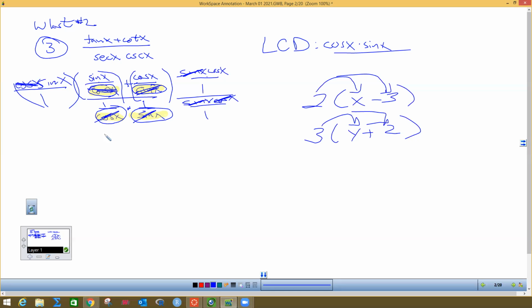Anybody know what sine times sine is? Sine squared. Then I got this plus sign right there that I'm going to bring down. And over here, I got cosine times cosine. Anybody know what that is? Okay, so do you see everything else is 1s? So don't worry about them. Anybody know what sine squared plus cosine squared is? I'm done.